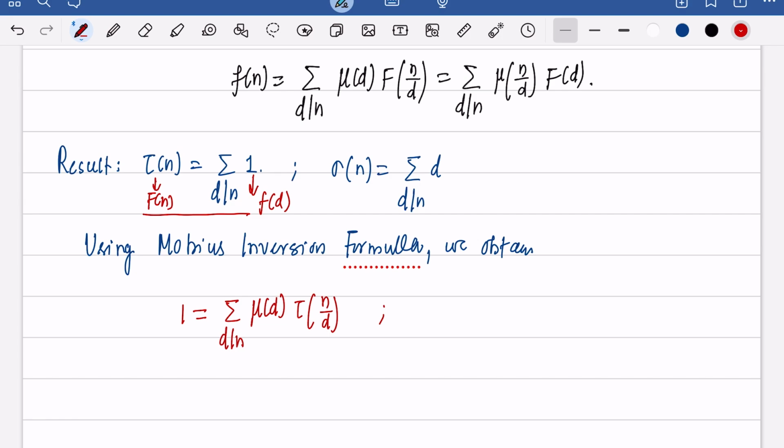And similarly, when we apply it on the second one, here we have d, so we treat this as f of n, and this as f of d. Now applying the Mobius inversion formula, this f of d becomes n on the left hand side. So n is equal to summation d divides n mu of n by d into sigma of d. So that is the Mobius inversion formula that gives the value of n in terms of the Mobius function.